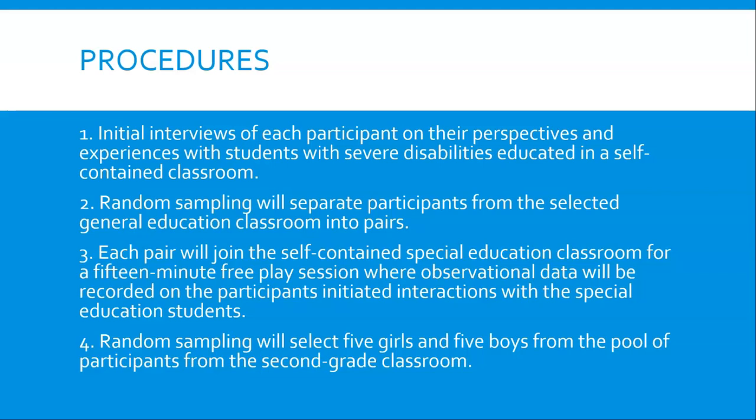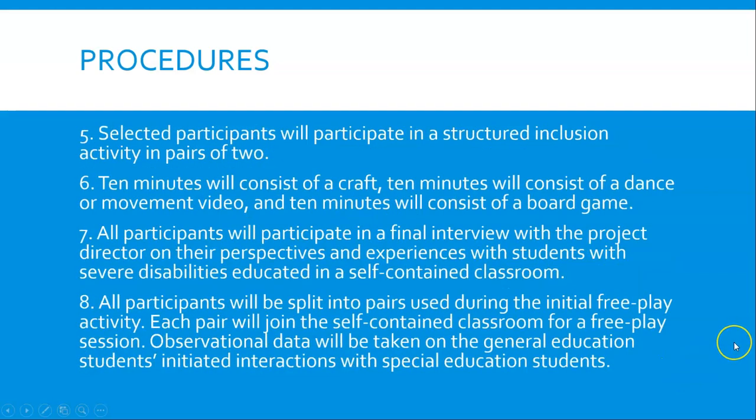Random sampling will then select 5 girls and 5 boys from the pool of participants from the second grade classroom. The selected participants will participate in a structured inclusion activity in pairs of 2. 10 minutes will consist of a craft, 10 minutes will consist of a dance or movement video, and 10 minutes will consist of a board game.